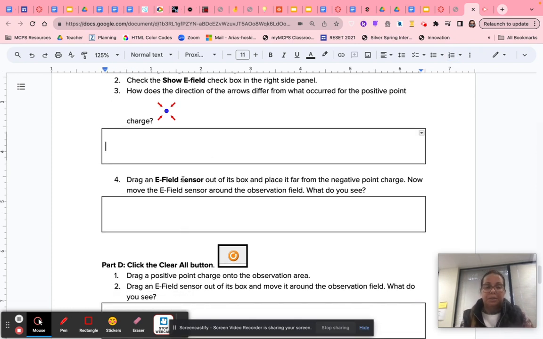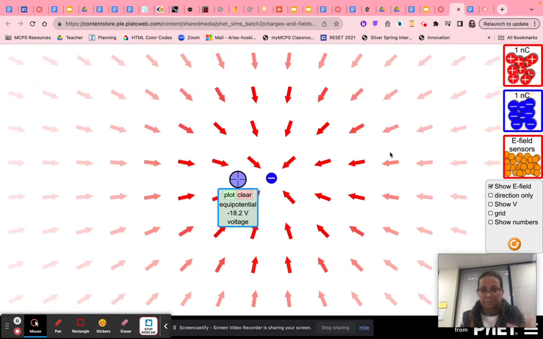So you're going to drag the E-field sensor out of its box and place it far from the right point charge. Now move the E-field sensor around the observation field. What do you see? So I'm going to go here, and you're going to play around with the sensor, the E-field sensor.